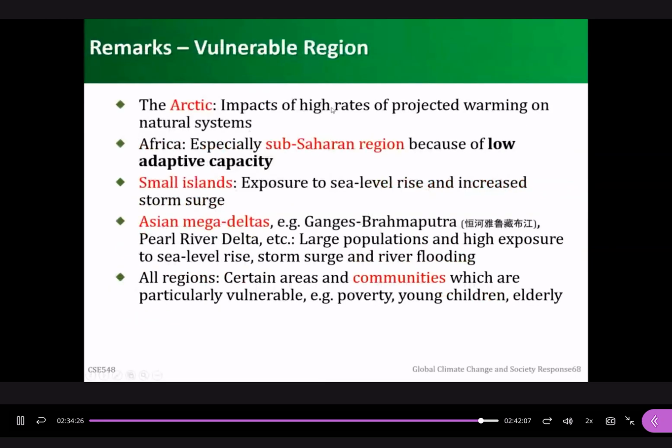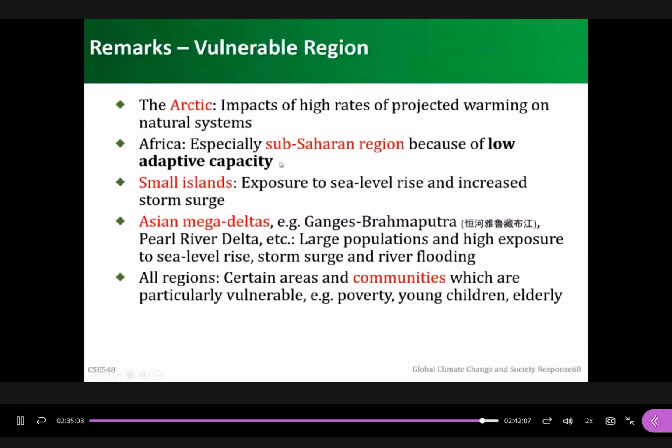For the Arctic area, there are impacts of high risk of projected warming on natural systems. We also have a presentation topic about the Arctic region. Based on the previous presentation, the Arctic area experienced the fastest temperature increase compared with the global average temperature increase. It's roughly around 4 times faster than the average. So if you choose this topic, you can talk more about the reasons.